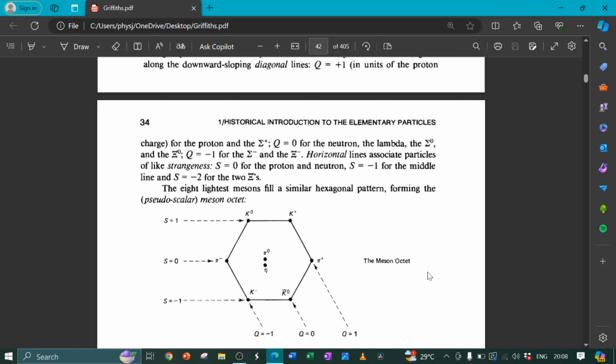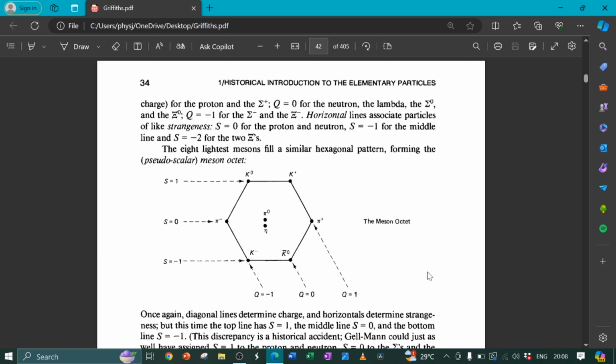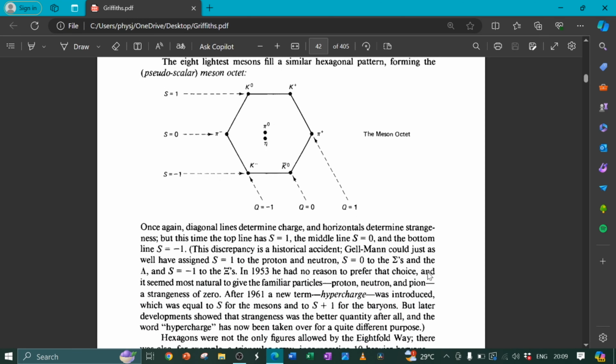The 8 lightest mesons fill a similar hexagonal pattern, forming the pseudoscalar meson octet. The meson octet: S equals 1 for K0 and K positive, S equals 0 for pi minus, pi 0, eta and pi positive, S equals -1 for K minus and K0 bar. Once again, diagonal lines determine charge and horizontals determine strangeness, but this time the top line has S equals 1, the middle line S equals 0 and the bottom line S equals -1.